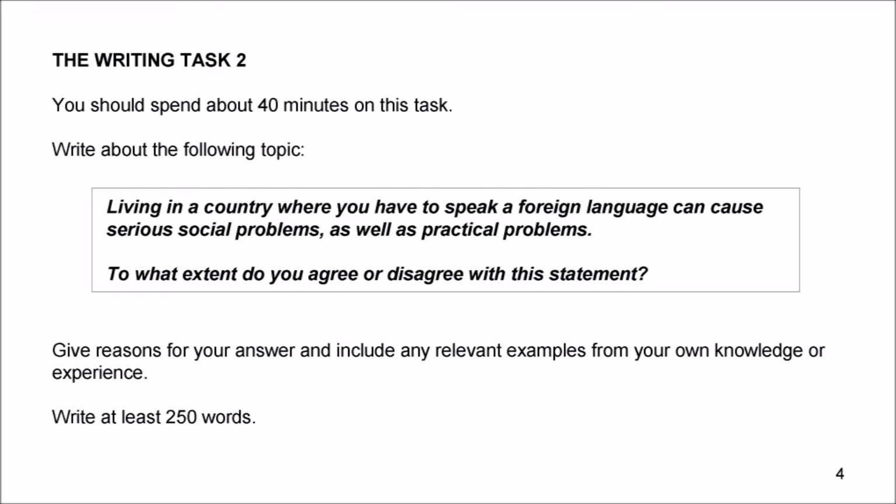Writing task 2. You should spend about 40 minutes on this task. Write about the following topic. Living in a country where you have to speak a foreign language can cause serious social problems as well as practical problems. To what extent do you agree or disagree with this statement? Give reasons for your answer and include any relevant examples from your own knowledge or experience. Write at least 250 words.